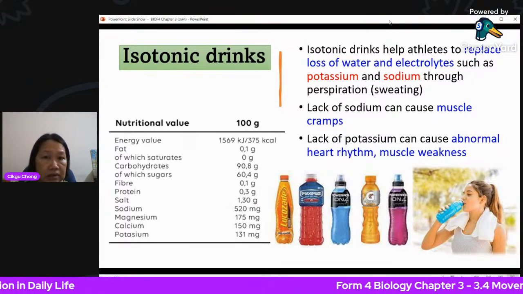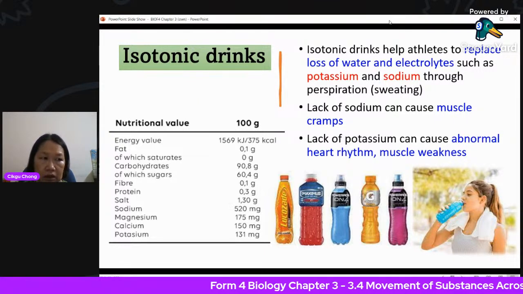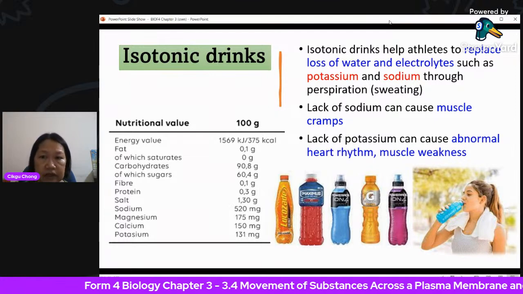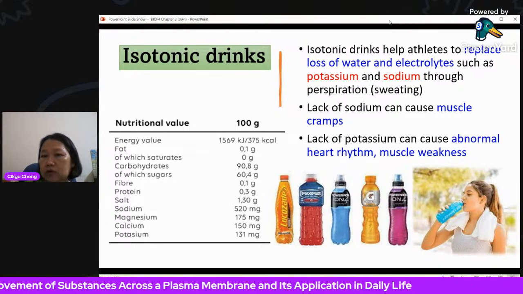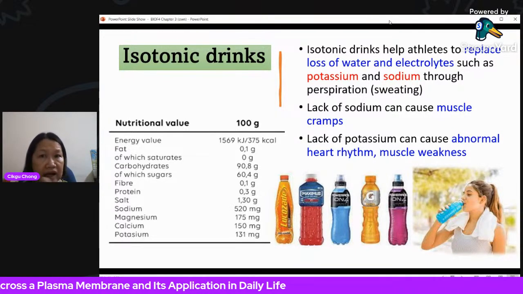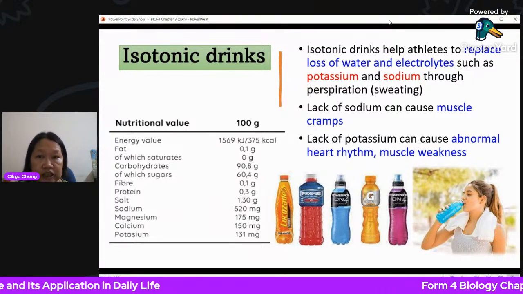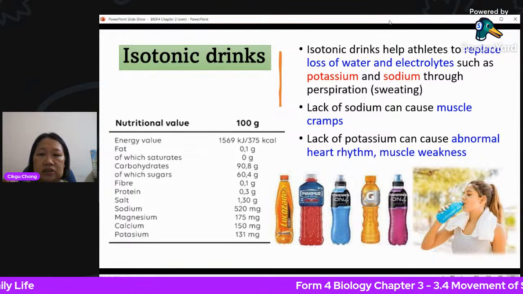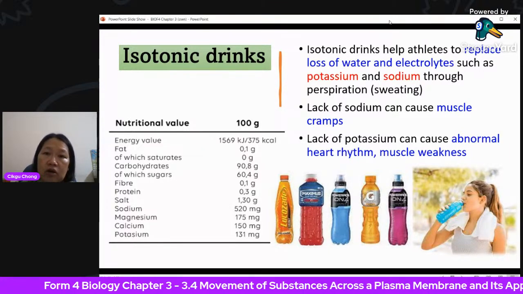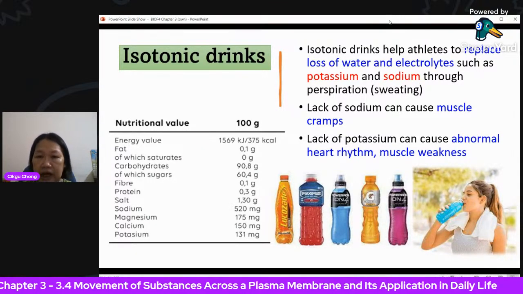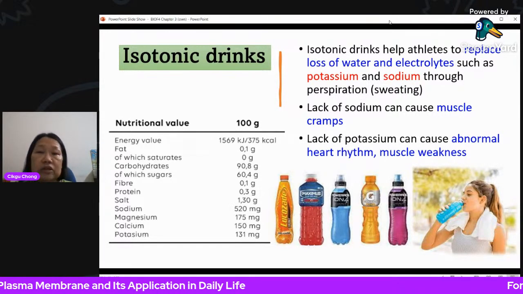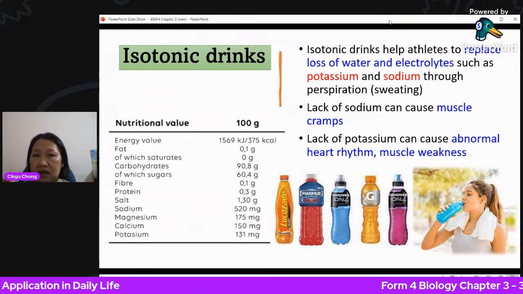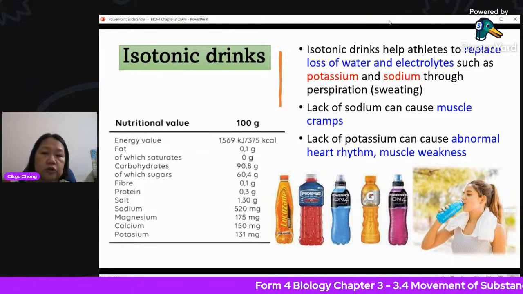Another ion that will also cause problems if you lack it is potassium, because potassium is needed for muscle contraction. So you have abnormal heart rhythm, because the heart is also cardiac muscle. It needs this potassium for contraction, and of course with muscle weakness, contraction is not happening efficiently. So that's why you need to make sure you replenish your ions, or what we call electrolytes. The concentration will be equal to the concentration of your body fluids, your interstitial fluids, and also your blood plasma.